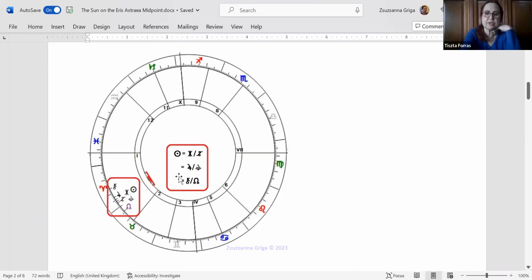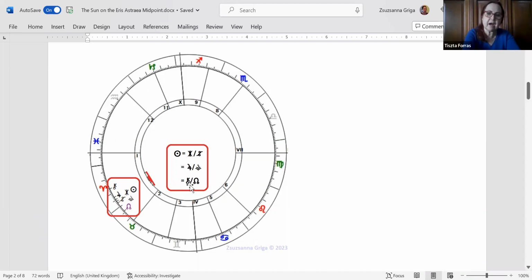So the sun is also at the midpoint of Jupiter and Vesta. Jupiter is expansion and optimism, and Jupiter, of course, enlarges everything it touches. But Jupiter is also the high priest, and Vesta, the focusing principle, is the high priestess. So here you have the high priest, high priestess energy, which gives us sacred energy at this moment in time.